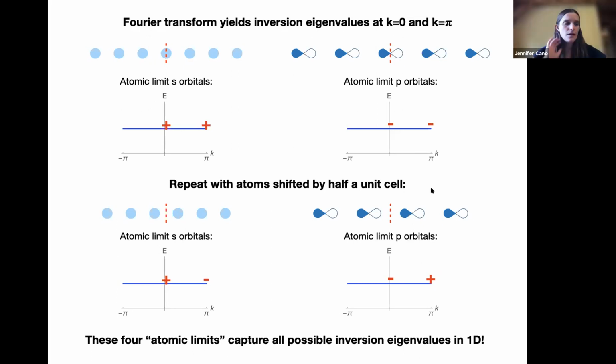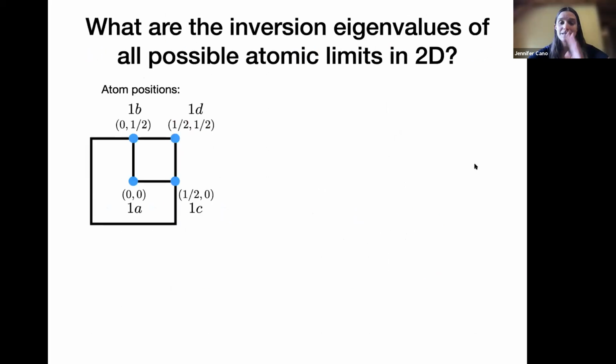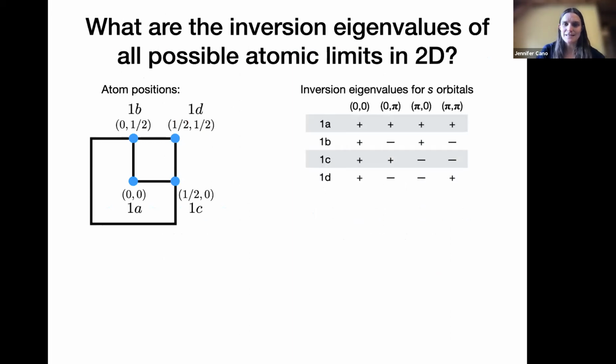Great. So the thing that I want to say here is that in 1D, every combination of inversion eigenvalues can be understood as an atomic limit, but in 2D, this is not the case. And so that's one reason why in 1D, you can't have topological phases that don't have atomic limits, because we just showed there's only 4 possible inversion eigenvalues and they each correspond to an atomic limit. So in 2D, this is not the case.